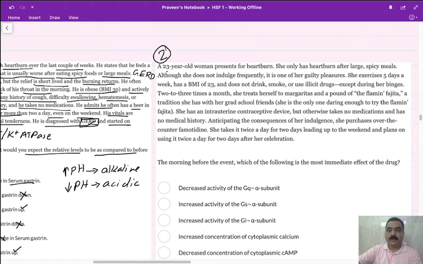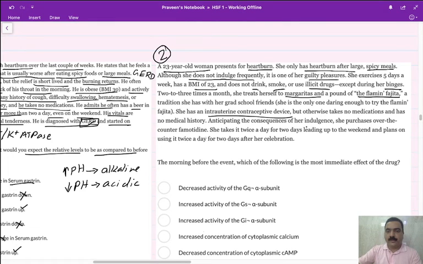The next one: a 23-year-old woman, again with heartburn, the same condition. She has heartburn after large spicy meals, frequently indulging in a guilty pleasure. She exercises 5 days a week, BMI is normal, and she does not drink, smoke or use illicit drugs except during her binges. 2 to 3 times a month she treats herself with margaritas and spicy drinks. She has an intrauterine contraceptive device, maybe not so relevant for the GERD, but otherwise takes no medication and has no medical history.